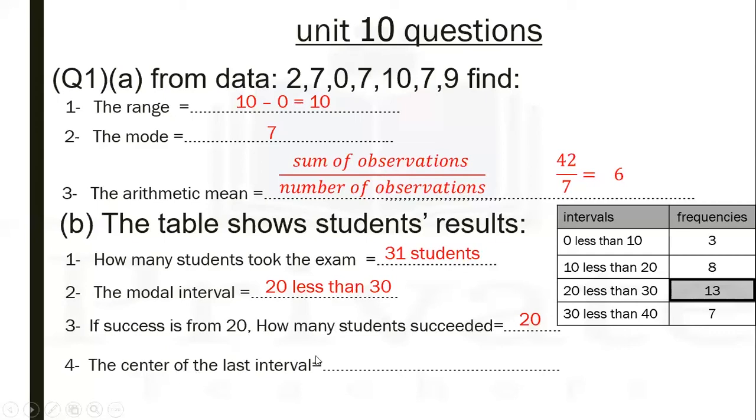So the center of the last interval, 30 and less than 40. To find the center, we add the limits of the interval together and divide by 2.